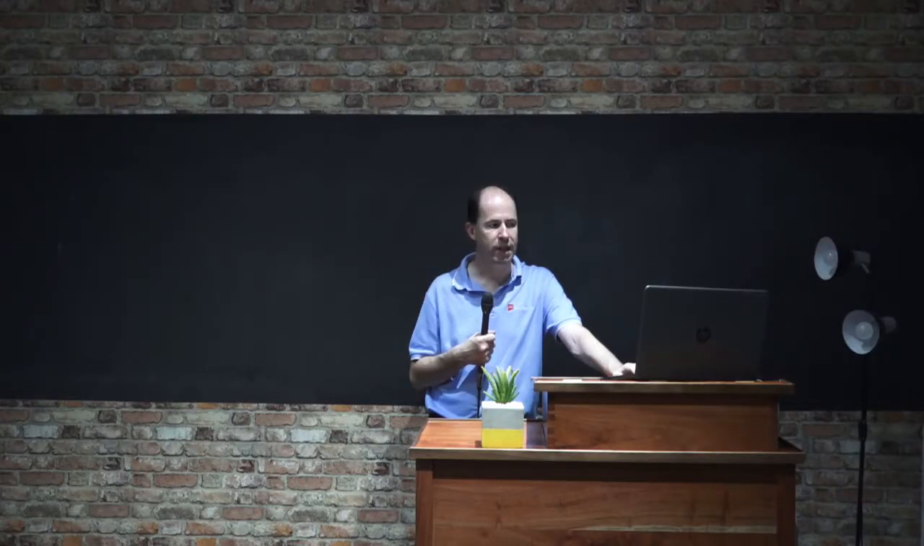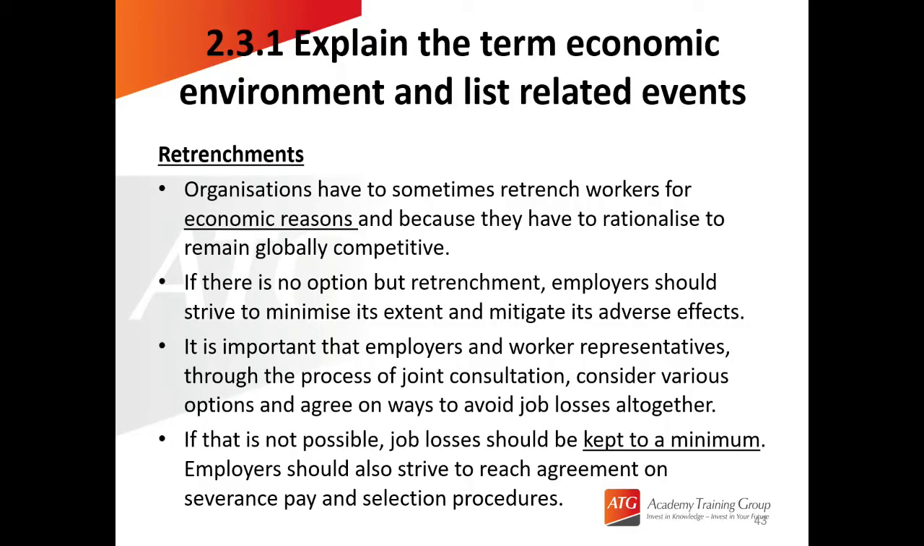Retrenchments. Organizations have to sometimes retrench workers for economic reasons, and because they have to rationalize to remain globally competitive. If there's no other option but retrenchment, employers should strive to minimize its extent and mitigate its adverse effects. It is important that employers and worker representatives work through the process of joint consultation, consider various options, and agree on ways to avoid job losses altogether. If that is not possible, job losses should obviously be kept to a minimum. Employers should also strive to reach agreement on severance pay and selection procedures if possible.